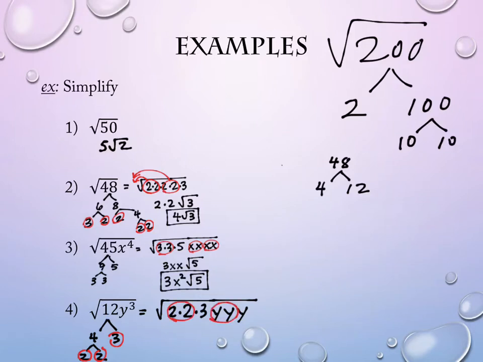A pair of 2's and a pair of y's. So the 2 will come out, and the y will come out. What remains underneath? The 3 and the leftover y. So sometimes I end up with variables still left underneath. Sometimes I don't. It just depends on how many of them are there to begin with.